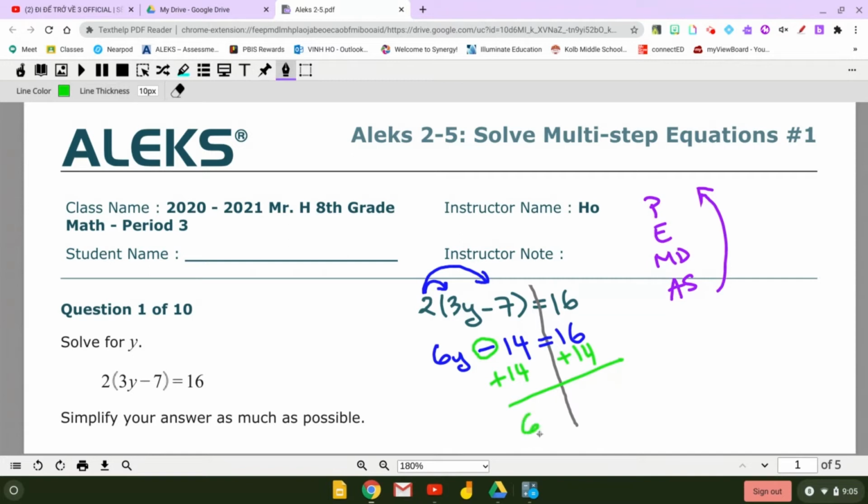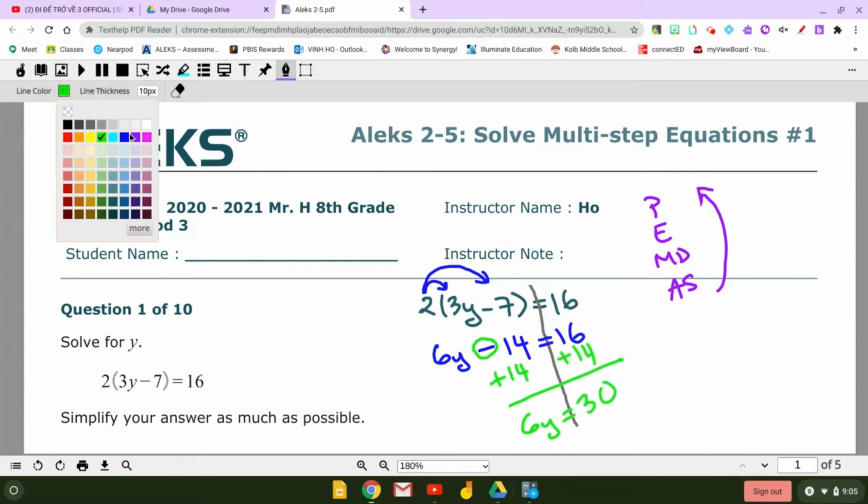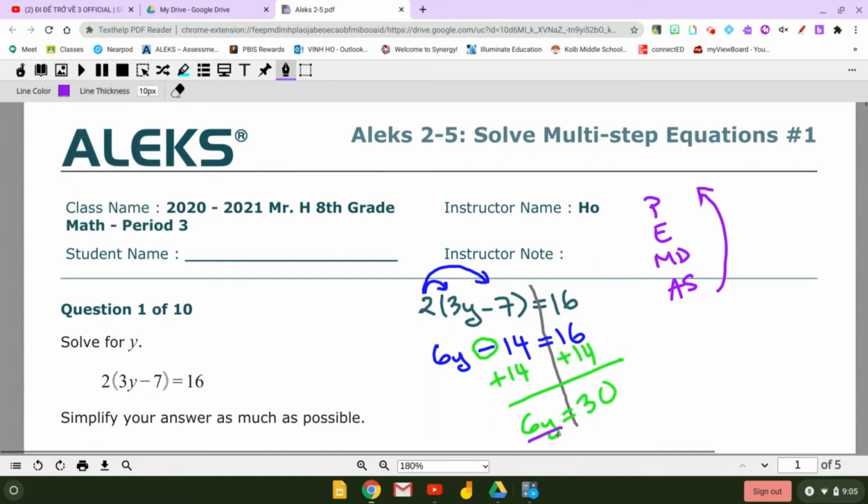So that will give you 6y equal to 30, right? 16 plus 14 is 30. And our last step to get y by itself, we're going to divide by 6 on both sides. And 30 divided by 6 is going to be 5. And that's it. y equal to 5 is the answer for problem number 1.